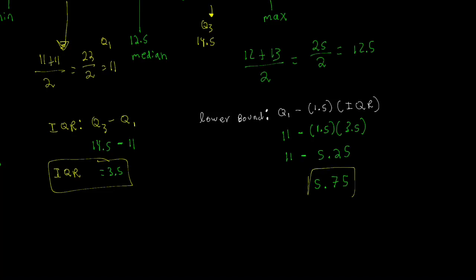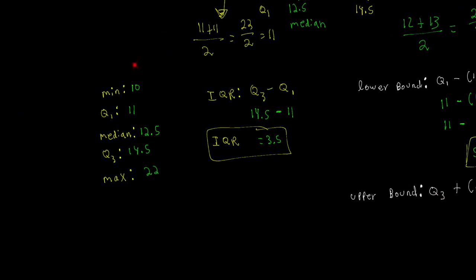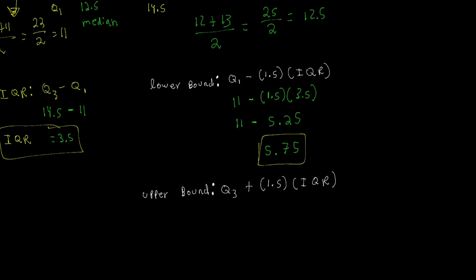And let's calculate the upper bound now. To calculate the upper bound, we're going to get Q3 and we're going to add it to the product of 1.5 and the IQR. So Q3, if we go back to our 5-number summary, we found to be 14.5. So let's replace Q3 for 14.5. And then we're going to add the product of these two, 1.5 and the IQR.